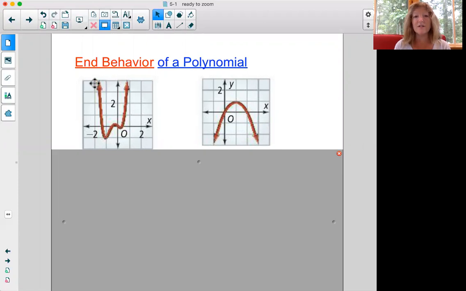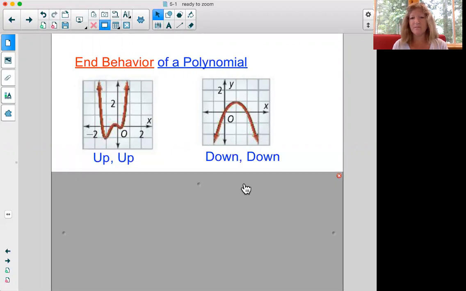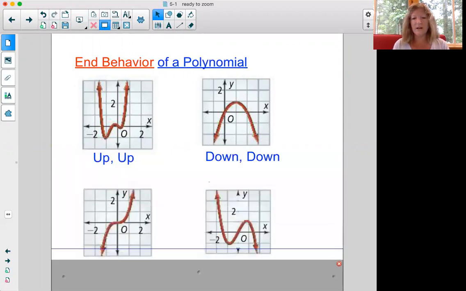So farthest to the left, this graph is up. Farthest to the right, this graph is up. So we would say its end behavior at the far ends, as x approaches negative infinity or positive infinity, we would say that end behavior is up, up. What about for this? We would say the end behavior is down, down. For this graph, we would say the end behavior is down, up. And for this graph, we would say the end behavior is up, down.